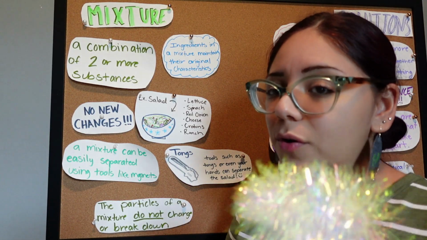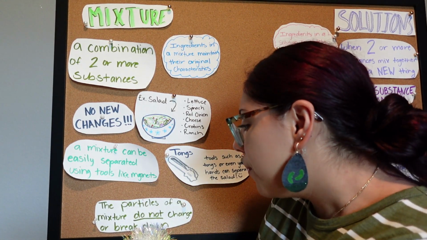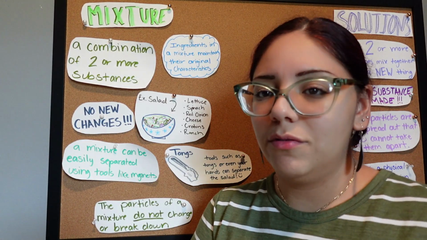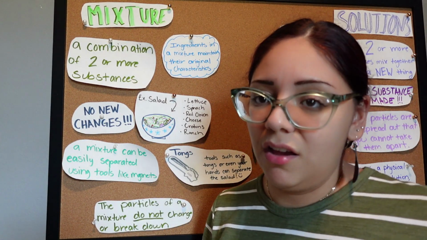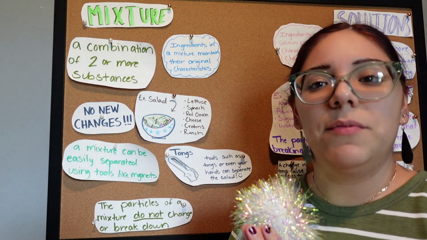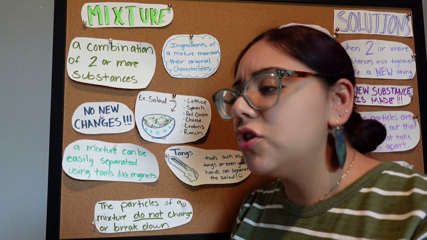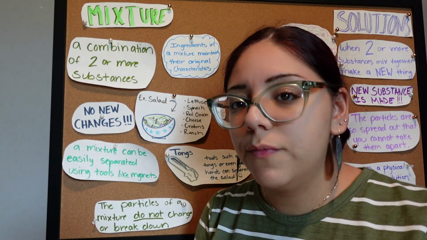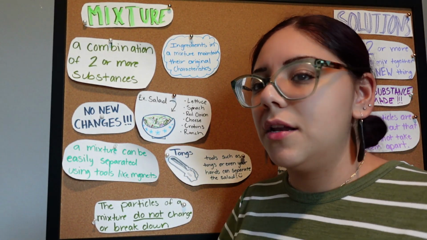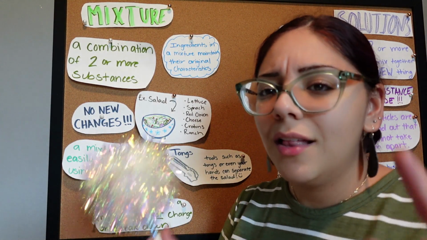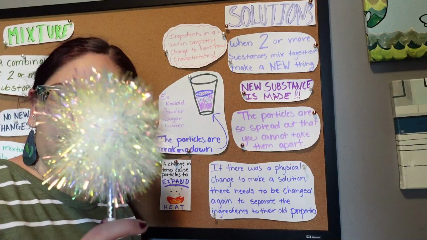And here's another important thing to know. Because of that, the particles of a mixture don't break down. They don't change, they don't do anything. The particles are still remaining the same. So whenever you think of a mixture and you're observing a mixture, you know it's going to be like that because none of the particles are changing. Let's go ahead and look at solutions.